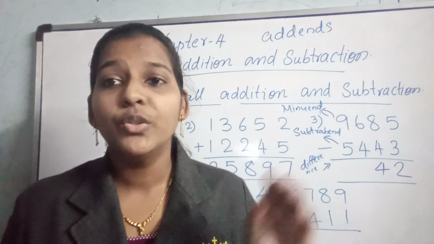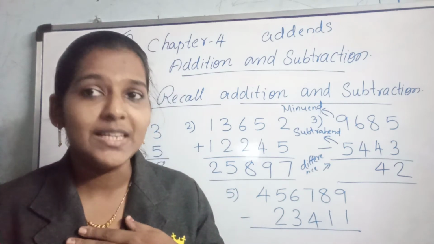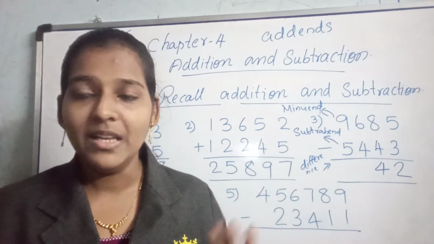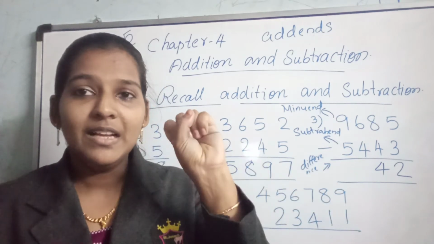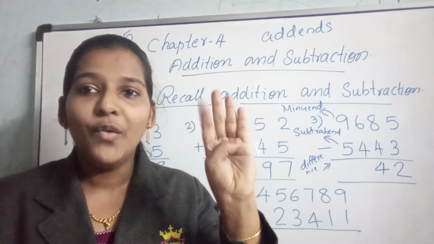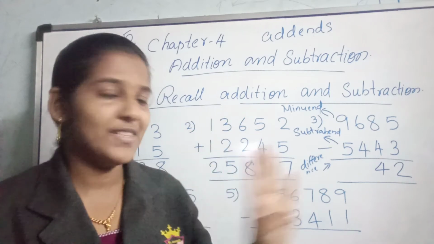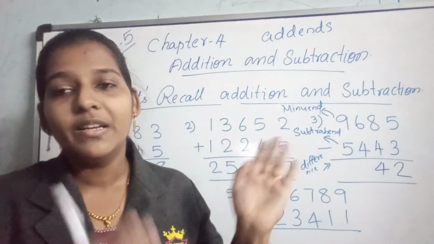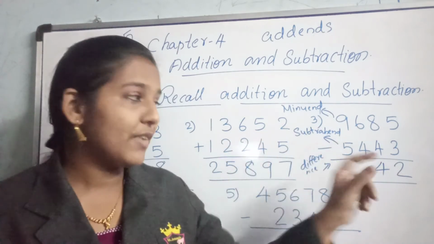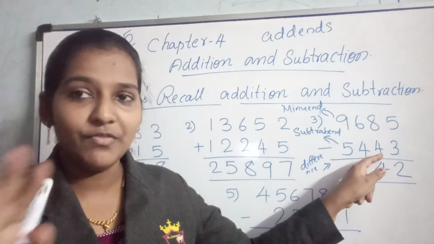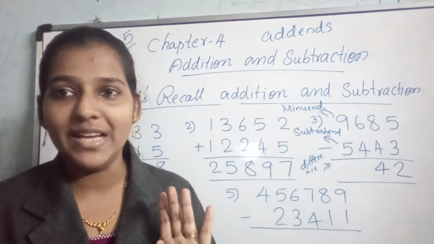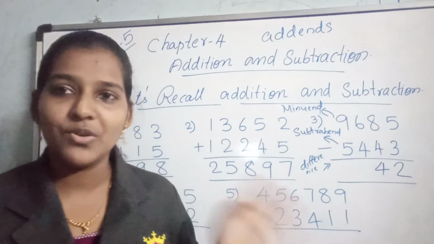Otherwise you can keep the bigger number in your mind and count backward up to 4. Start from 8, then 7, 6, 5, 4. How many fingers open? 4 fingers. You will get the same answer. So you can count backward, or from the subtrahend you can count forward up to the minuend to get the answer. Clear, children? Any one of these you can apply.